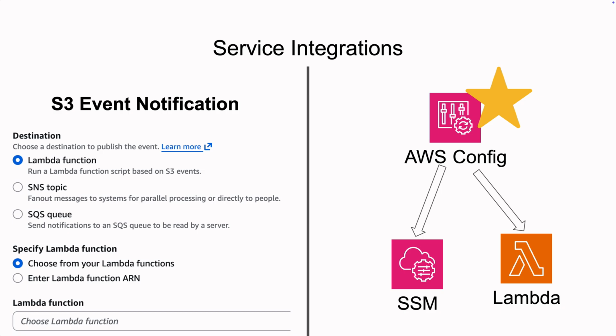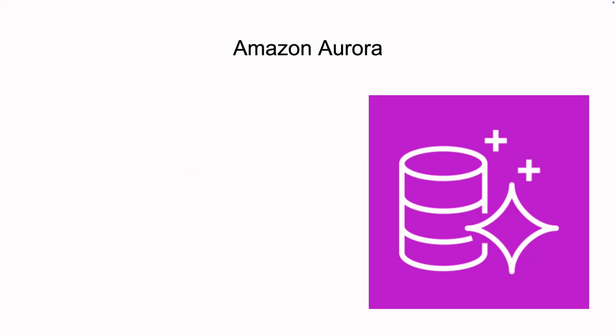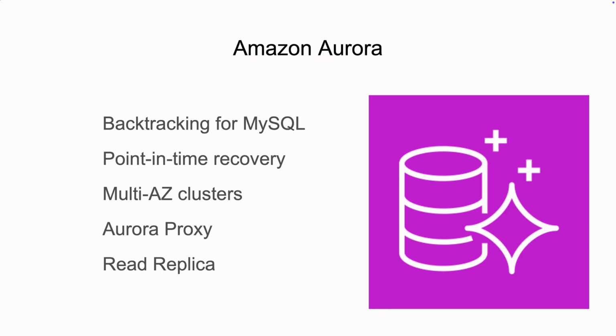Finally, Aurora features are frequently tested, including backtracking for MySQL, point-in-time recovery, multi-AZ clusters, and Aurora proxy. And for example, you will find a question that is tricking you by saying something like backtracking for Postgres, while backtracking is only supported for MySQL Aurora. And of course, the services are not limited to the above, but those were the most dominant services.